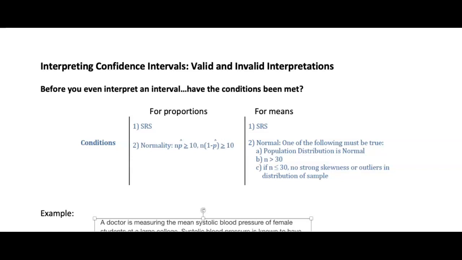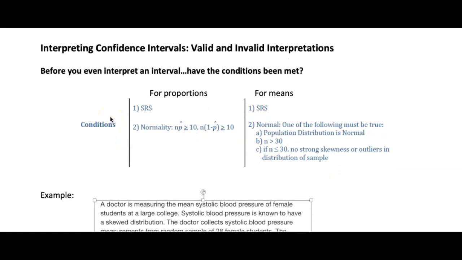Notice for proportions and means, the simple random sample or random sampling method must be met. So we can't ask our friends, for example, how many hours they spend gaming in a week, especially if our friends are into gaming. That wouldn't be very representative of the population of all students at Moravian College, for example. So we want to make sure that condition's been met. And then we also want to make sure that the normality condition's been met. Let's take a look at an example where possibly one of these conditions hasn't been met.